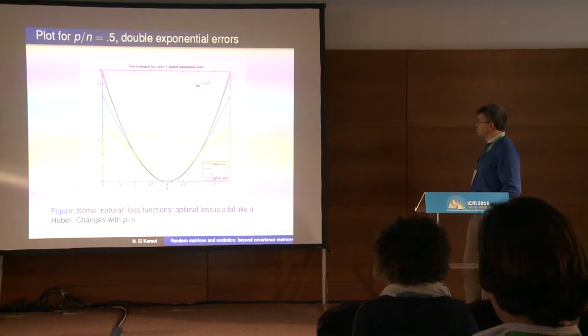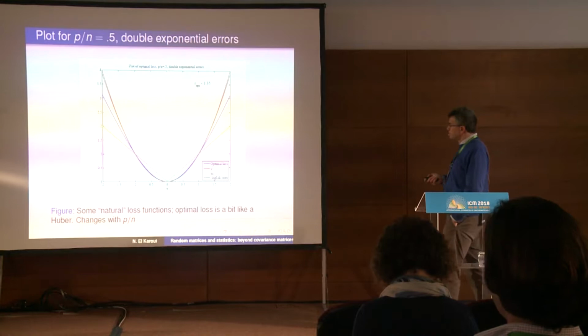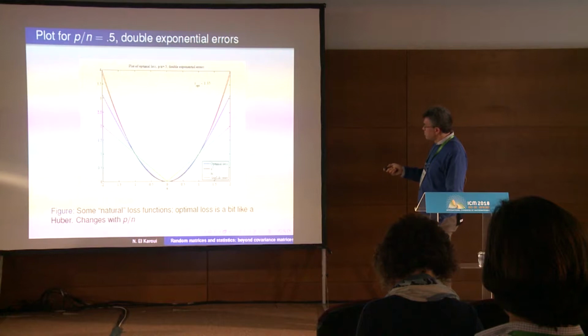To get a sense of what we got, here is p over n equals 0.5. Again, the loss function depends on p over n. We have double exponential errors, so this is what the classical theory tells you you should use: L1 loss. In red is least squares, and in blue is this loss function we found.